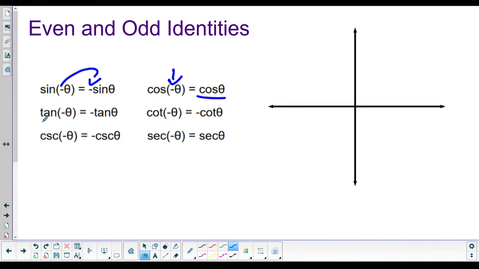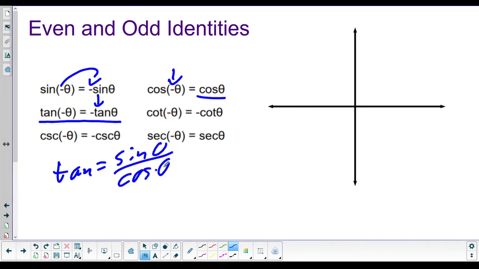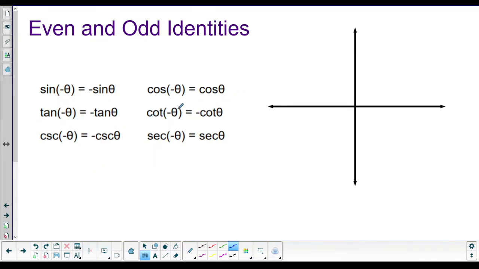The same thing is true for tangent as is sine, because tangent is sine over cosine. So the cosine, which is whatever, and then the sine changes sign. So tangent changes too. Because cotangent is just the flip of this. Flipping something doesn't change its positive negative. So they're the same.